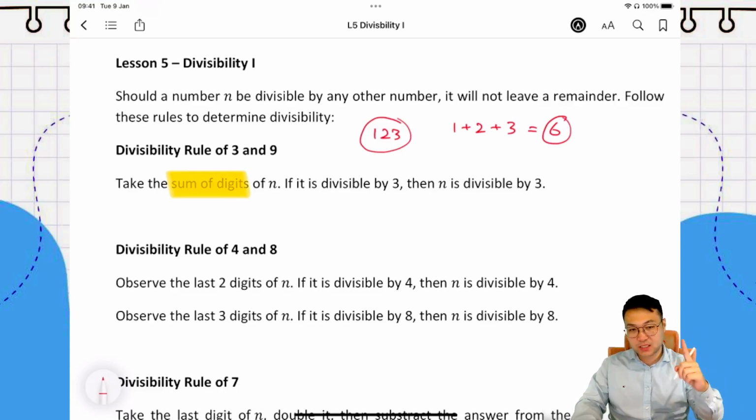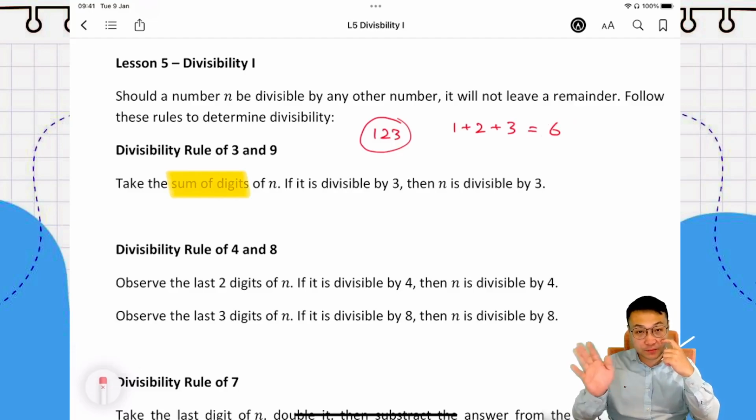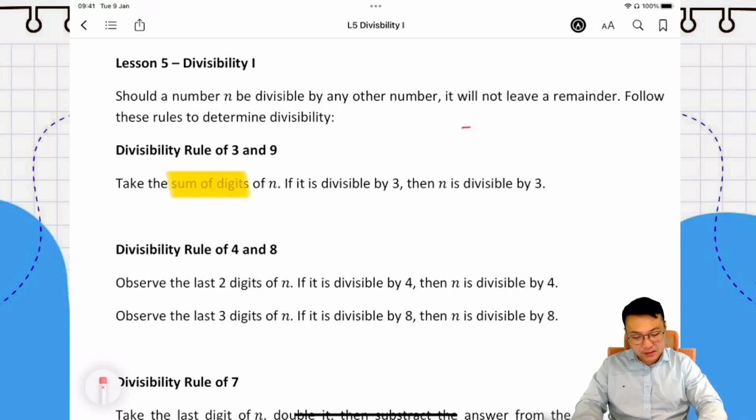Whenever the sum of digits is divisible by 3, the entire number is divisible by 3. So can you see 6 is divisible by 3? That means the entire number 123 is divisible by 3. And is it divisible by 9? Nope, it's not divisible by 9 because 6 cannot be divided by 9. Therefore, the number 123 cannot be divided by 9. Okay, so very quickly we can tell whether a number is divisible by 9 or by 3 just by adding up the sum of digits.